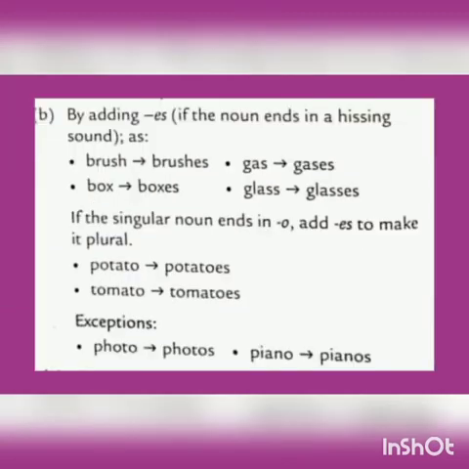Now, we will understand the rule for adding es. For example, when you say the word brush, can you hear the hissing sound? Similarly, with gas, box and glass. All of these nouns have a hissing sound at the end. In that case, you can add es to make the plural form. For brush, we will add es, which would make it brushes. For gas, you can add es, which makes it gases. Similarly, box will become boxes and glass will become glasses for plural form.